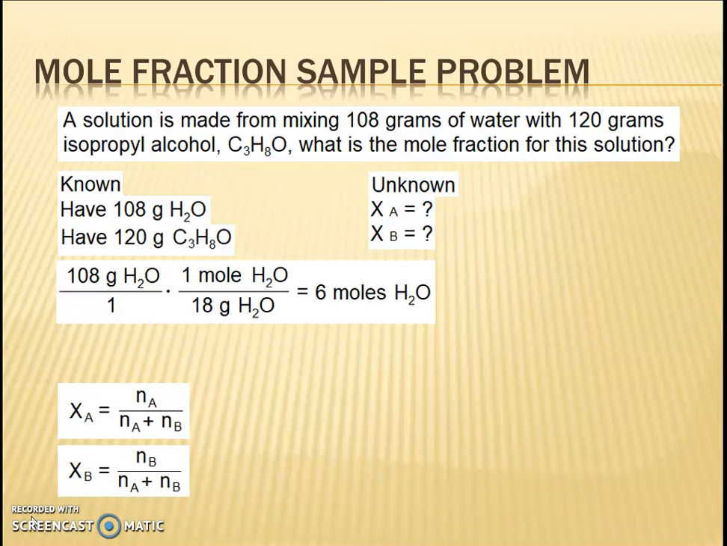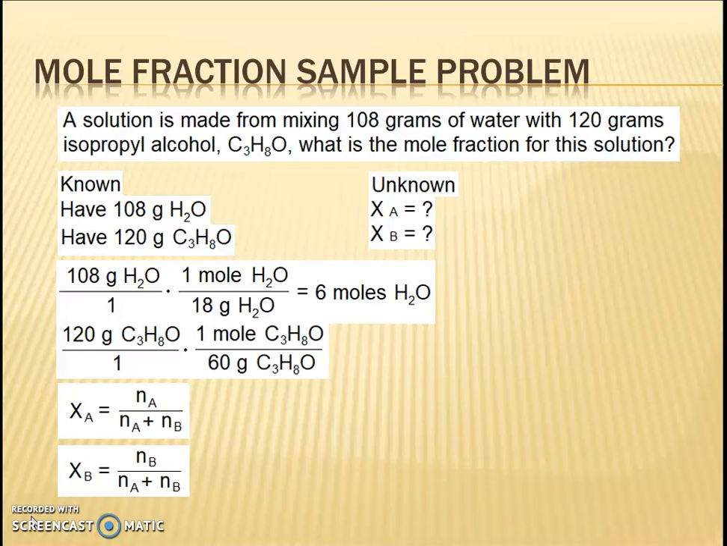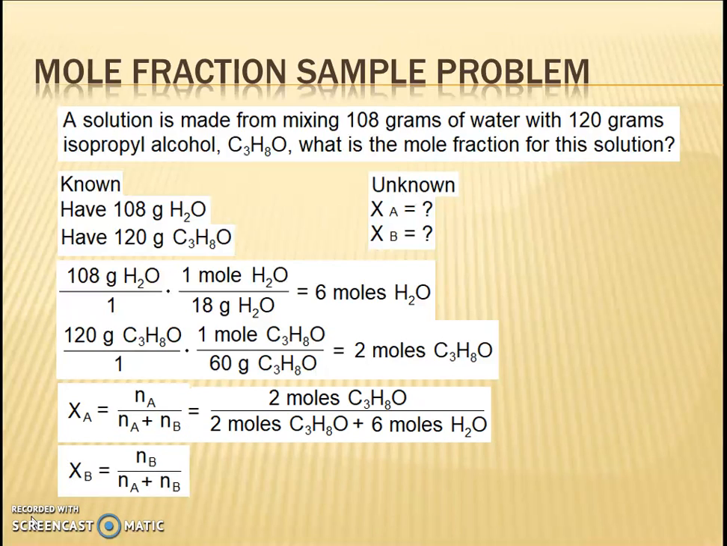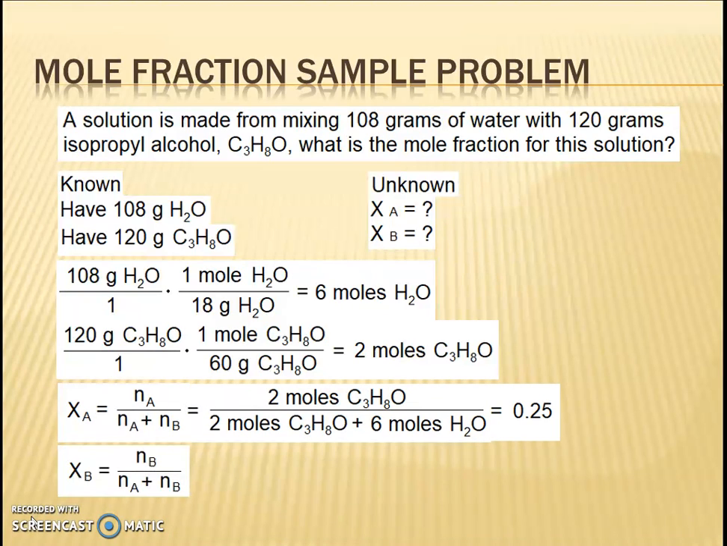I'll do the same for the isopropyl alcohol. 120 grams of isopropyl alcohol over 1. There are 60 grams of isopropyl alcohol for every mole. And I'm going to put those grams down the bottom so they reduce out, leaving me with moles. And I find there to be 2 moles of isopropyl alcohol in that 120 grams. So now I can take those 2 different mole measurements and plug them into my equations. My 2 moles of isopropyl alcohol over the 2 moles of isopropyl alcohol plus 6 moles of water, and I find a mole fraction of 0.25 for my solute, my isopropyl alcohol.